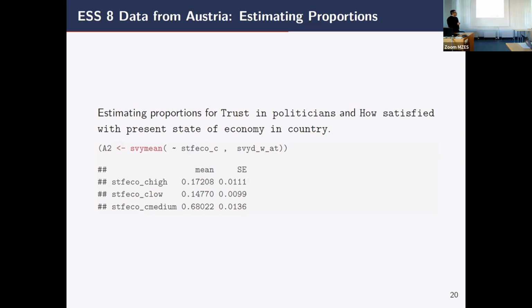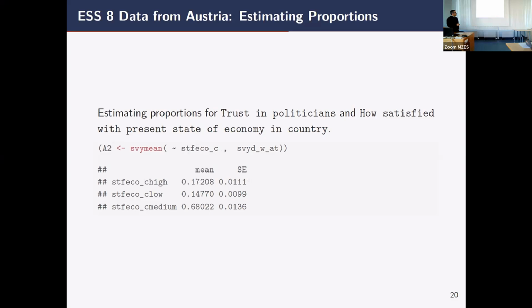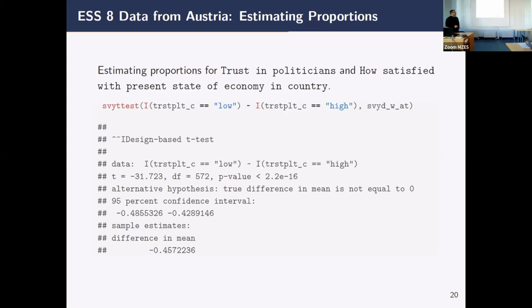And that is just another example for this other variable, how satisfied people are with the present state of the economy in the country. Okay, so that's again the estimation that I'm doing, with the best information possible to me. This is also just an example. The survey package provides multiple estimation functions and also statistical tests that are adapted to handle complex sampling designs and also, of course, the weights.